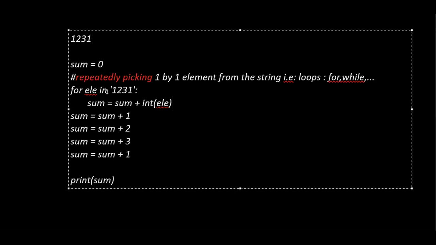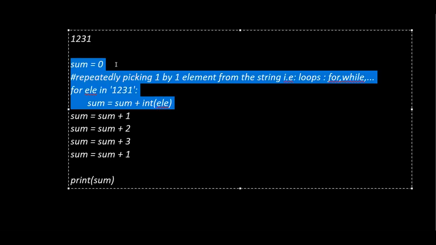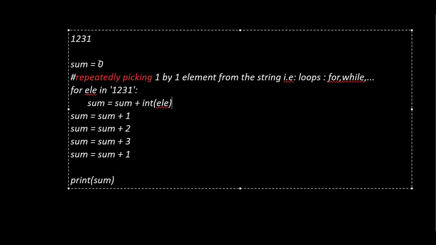So that's why I am unable to add. Like that, you will get an error. So what we want to do is pick the first element, that is 1, and add it to the sum. Then pick the second element, convert it into an integer, and add. In this way you can solve this and find the sum.